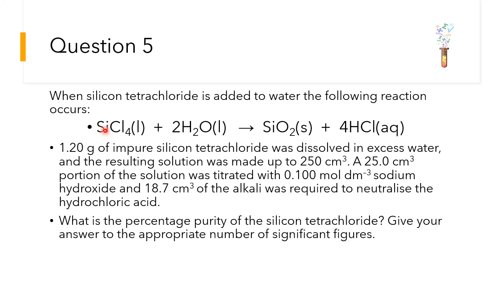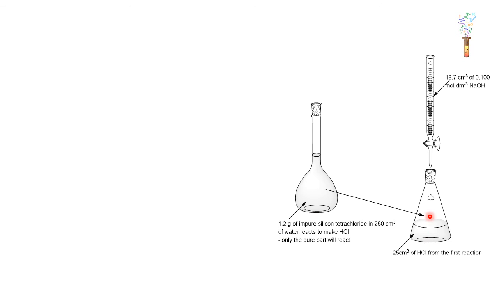It was dissolved in water. So when it was dissolved in the water, it reacted to form this hydrochloric acid. And it was made up to 250. Then 25 of that was titrated, and we required 18.7 centimetres cubed of the alkali to neutralise this acid that was made when we added the water. Let's visualise it. We put 1.2 grams in here and we made it up with water. It made HCl. Only the silicon tetrachloride actually reacted, the rest of the stuff just stayed in the flask. We put that into here, 25 centimetres cubed of it, and we titrated it.